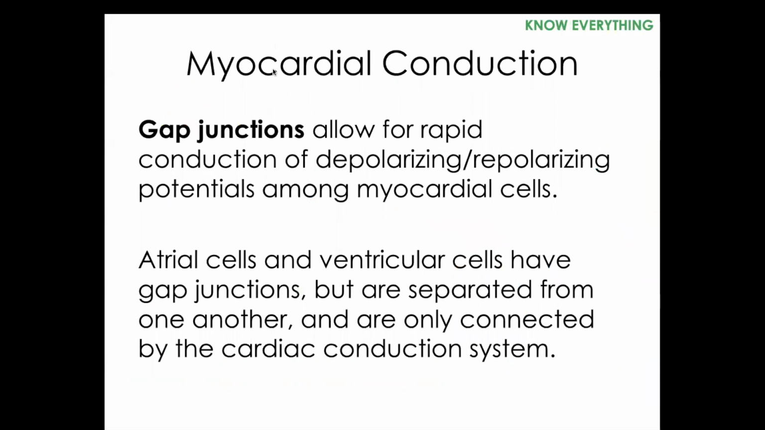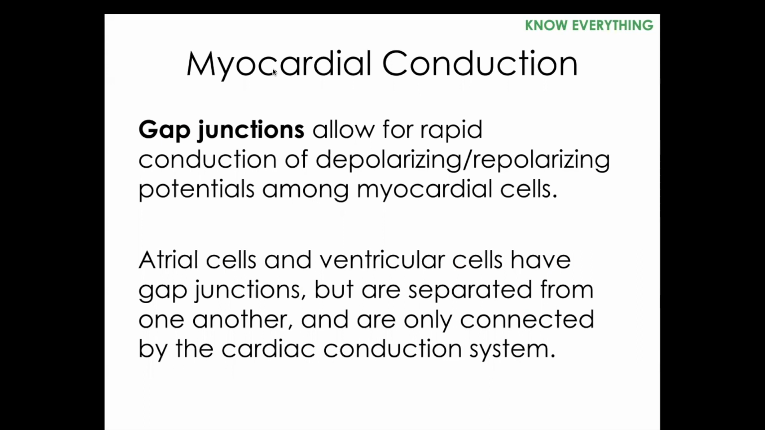Our hearts beat at a rapid yet steady rate. In order for our hearts to beat in unison, the myocardial cells must be able to communicate with each other very fast. Gap junctions allow for that rapid conduction of depolarizing and repolarizing action potentials.